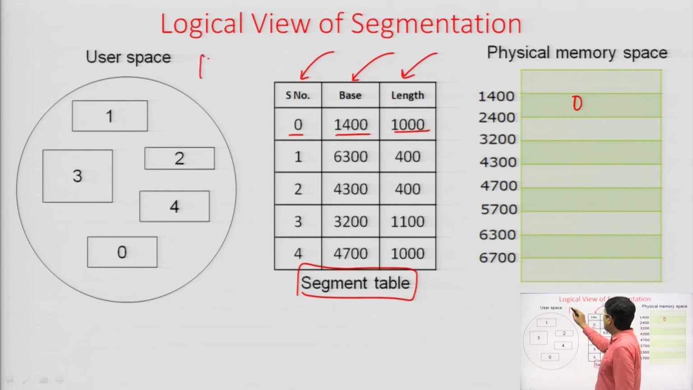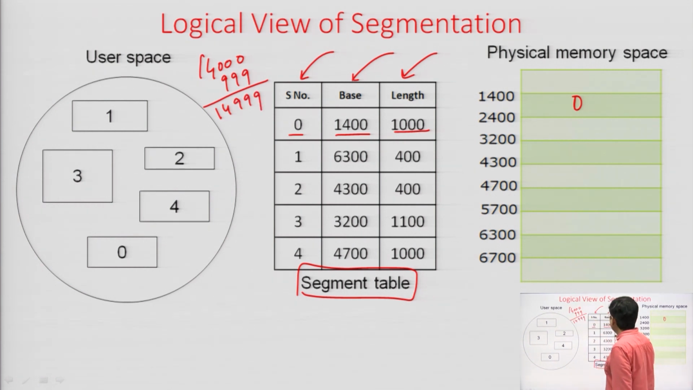So, 1400 is the first address and the last address will be 1400 plus 999, so this will be 2399. So, 2399 will be the last address of this segment number 0. Similarly, segment number 1 will go in the main memory at the address 6300.